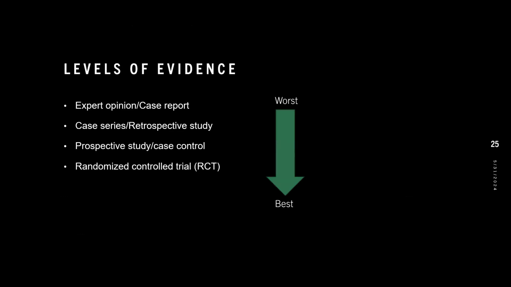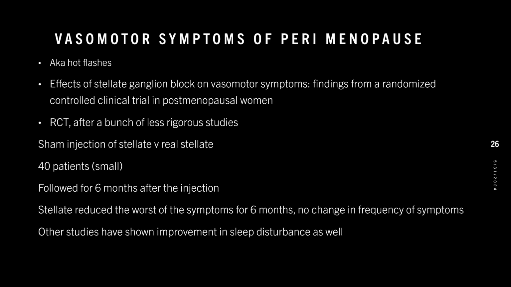So randomized control trial. So this is stuff like you can hang your hat on until something better comes along. This, pretty good chance of helping, basically. So the vasomotor symptoms of perimenopause, hot flashes, right? So there's a randomized control trial. There's also a bunch of less rigorous studies. So there's a bunch of case series and retrospectives and et cetera.